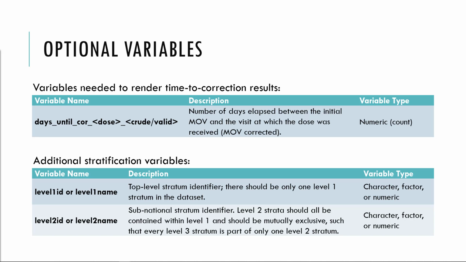And then, in addition to the level 3 stratum variable, which is required, you can also provide a level 1 stratum variable. This would usually be the country's name. There's only one level 1 stratum in the dataset. And then you can also provide a level 2 stratum variable to identify subnational strata between level 1 and level 3. Including the level 1 and level 2 stratum identifiers in your dataset will let you explore different levels of aggregation when using the application.